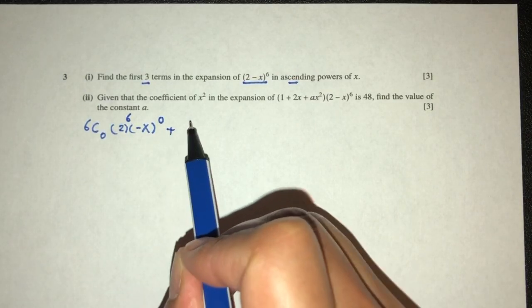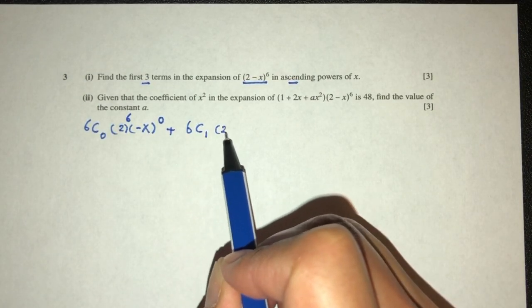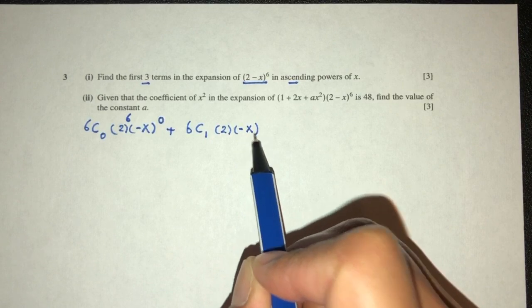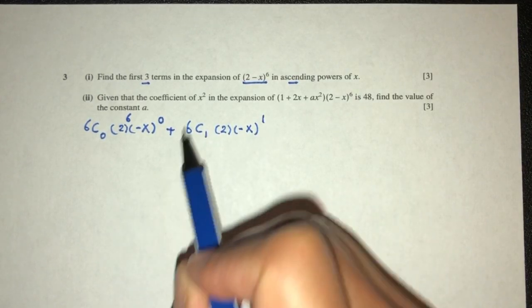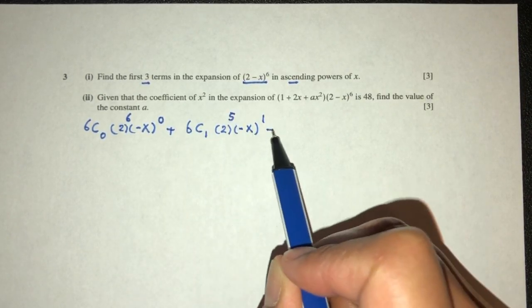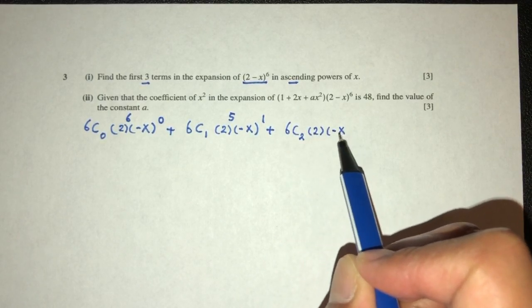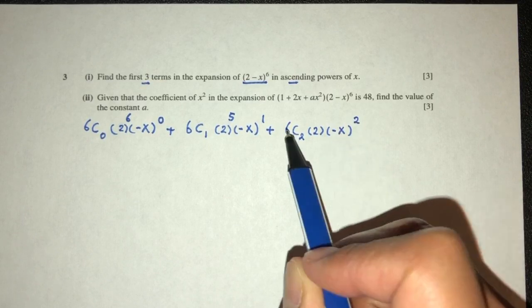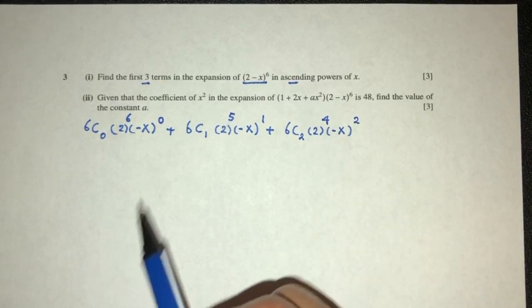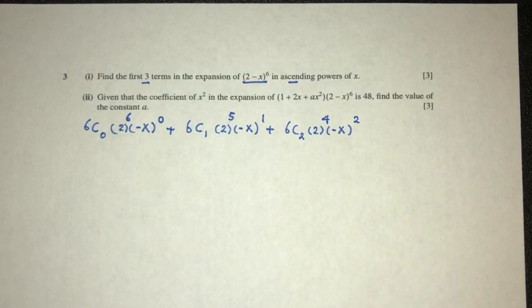And then next term will be 6 choose 1. Here we have 2, and here we have again minus x. Here we have 1, that will be 1. 6 minus 1 is 5. And then 6 choose 2. 2 here, minus x. Here we have 2, this will be 2 here. 6 minus 2 is 4. Again, here we have the 3 terms that we need for this expansion.